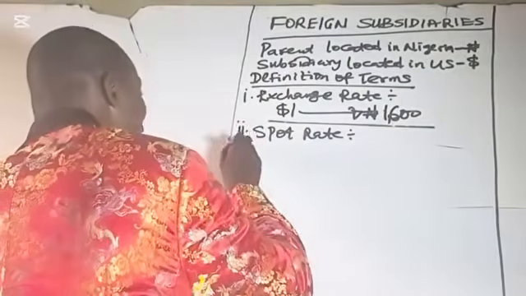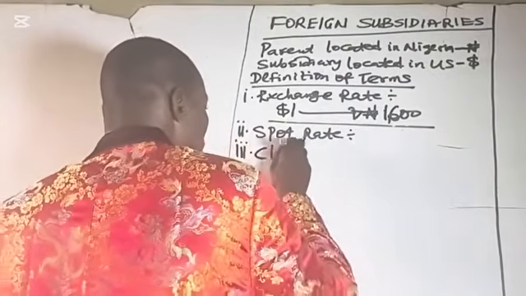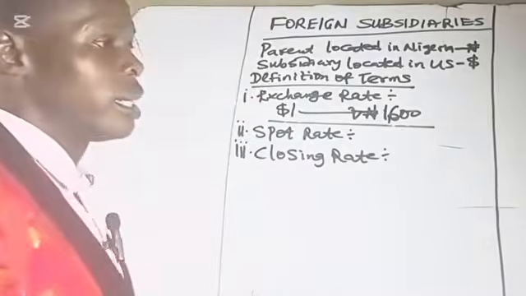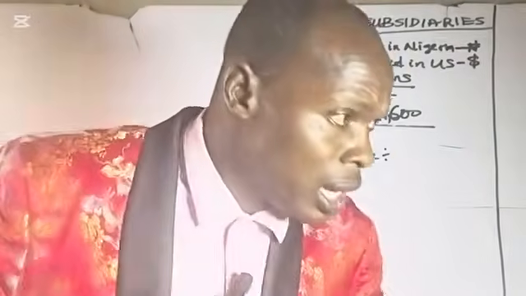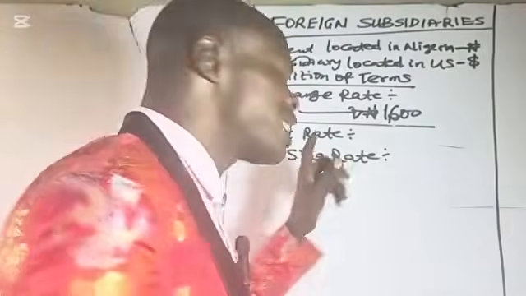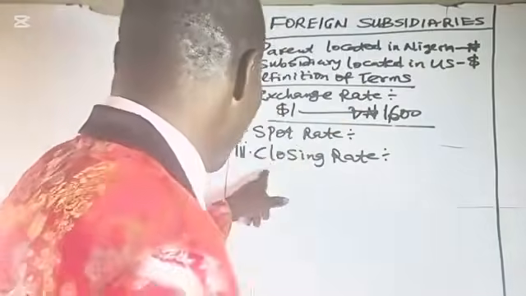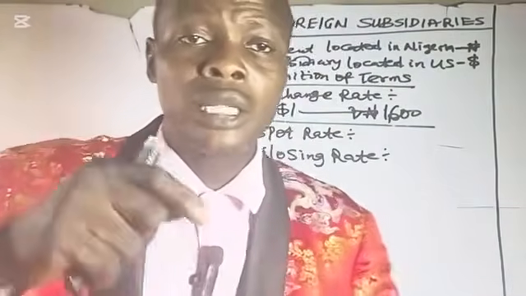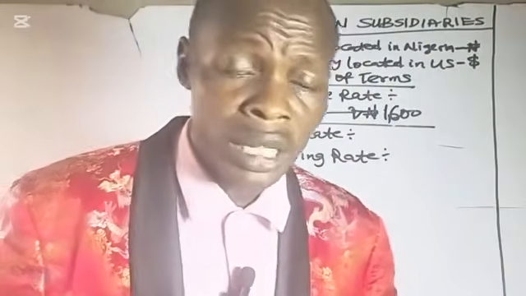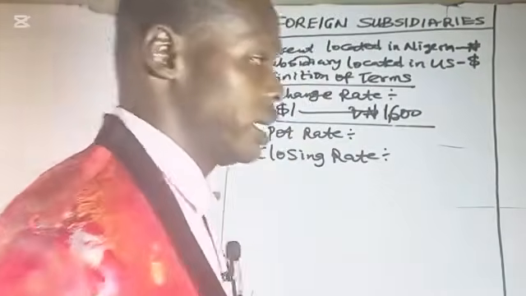Number three, we have the closing rate. Closing rate is the spot exchange rate at the end of the reporting period. The exchange rate as at the statement of financial position date, the exchange rate at the balance sheet date. That is the closing rate.